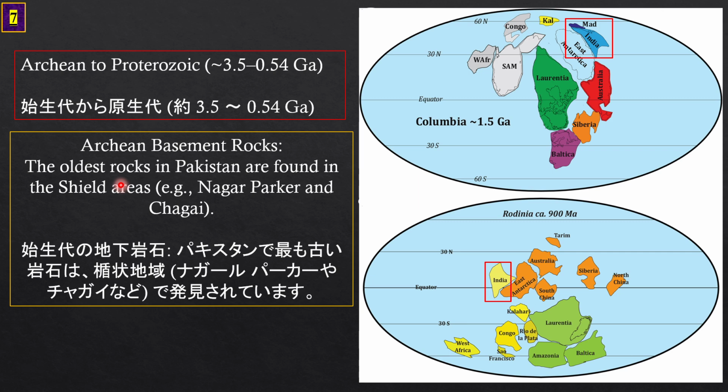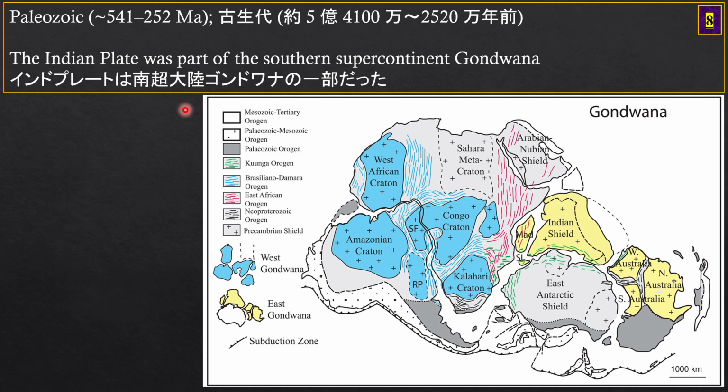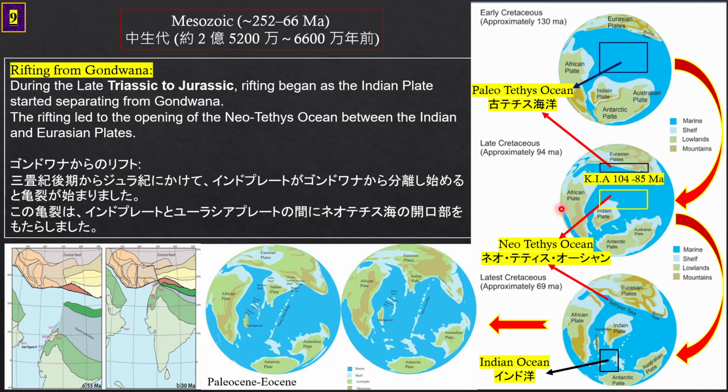The oldest rocks in Pakistan, like the Shield, Nagarparkar and Chaghi, are remnants of Archean to Proterozoic rock. Paleozoic rocks in Pakistan are also present. In the Paleozoic, the Indian plate was part of the southern continent and started the Gondwana formation. So this is India, this is Pakistan. They started convergence and divergence to form the Gondwana plate.